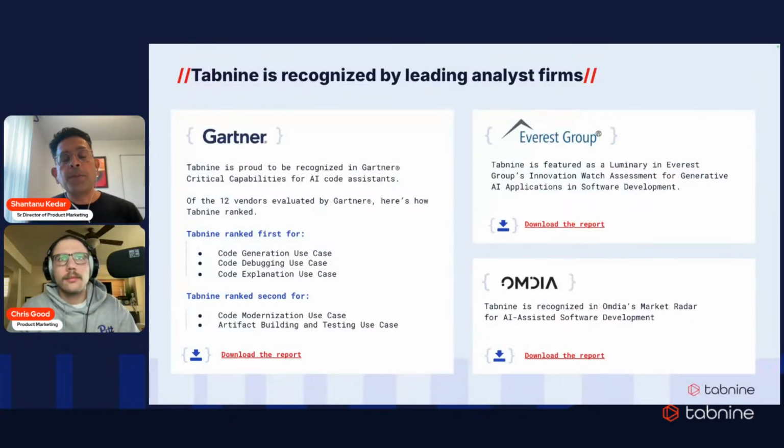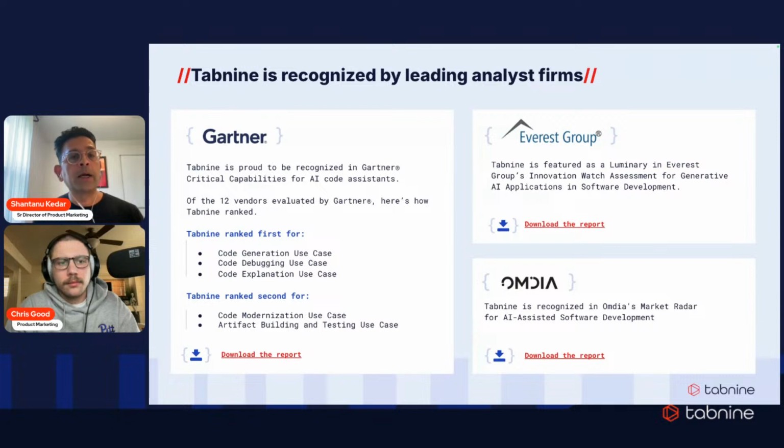Tabnine is recognized by many leading analyst firms. Gartner recently published their critical capabilities report for AI code assistants. This report is important because it provides deeper insights into a product's capabilities across 5 different use cases.